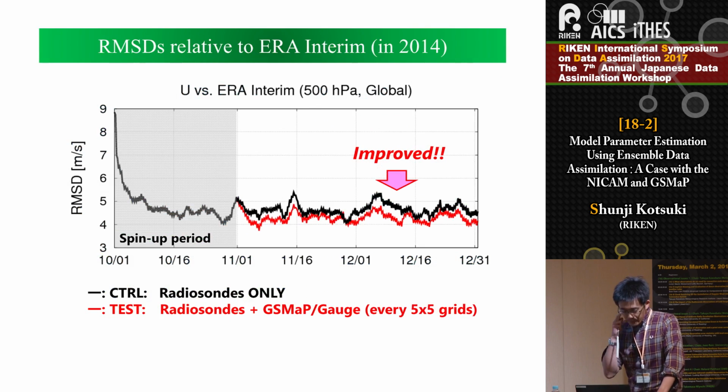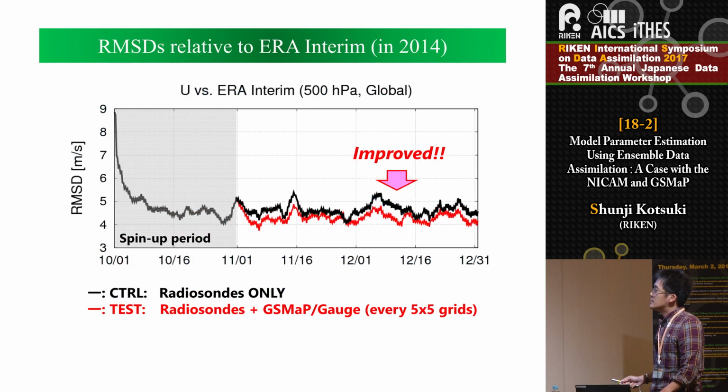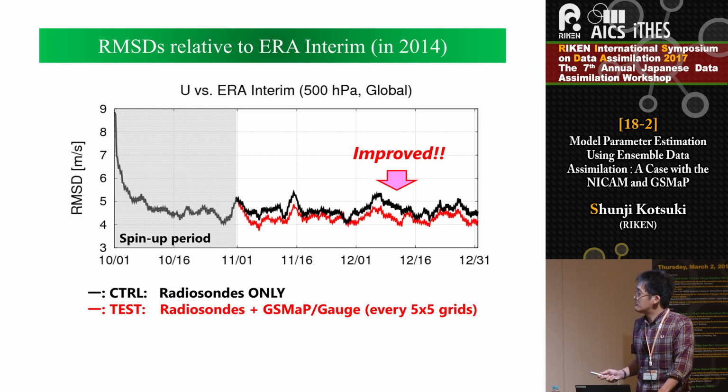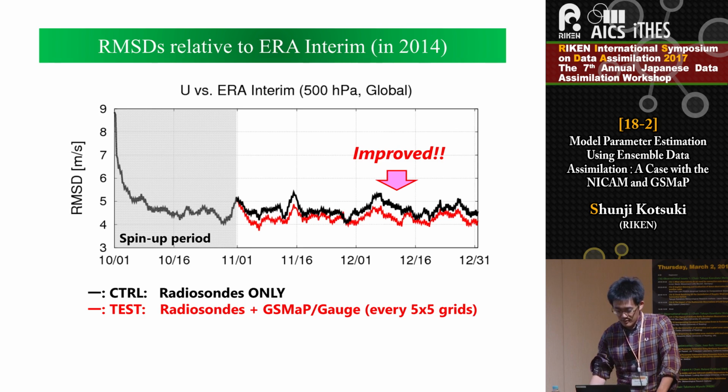So let's see the result. Now I'm going to talk about the data assimilation experiment. The black and red lines show the root mean square difference against ERA-Interim, and a lower value means improvement. As you see, after the spin-up experiment, we assimilate the GSMaP observation in addition to the radiosonde observations, and we see significant improvement. I don't talk about it here, but we noticed that we need thinning because satellite-sensed precipitation is really correlated. This means that we need thinning to assimilate the precipitation. Otherwise, we had a degradation.